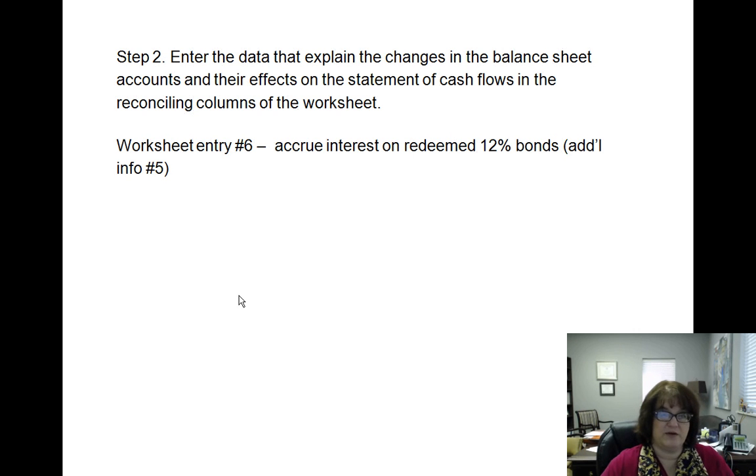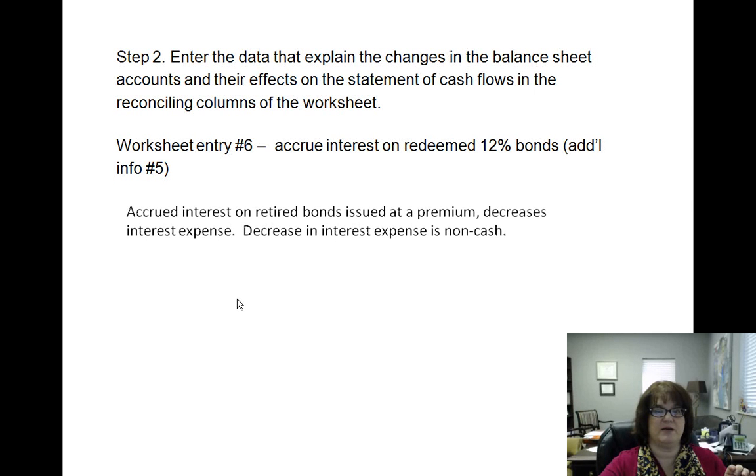Okay, so we've got a few things we've got to do here. The first thing is that you've got to deal with the fact that there was an accrual of interest for that 3-month period. That accrued interest on the retired bonds that were issued at a premium decreases interest expense, and that decrease in interest expense is non-cash. In other words, what we recognize as interest expense is less than what we paid in interest, and that difference is really not cash. It's an accrual basis method of accounting for our bond, but it has nothing to do with cash flow. So we need to start by figuring out how much interest we accrued on those bonds, how much premium we amortized on those bonds for the 3 months from January 1 to March 31st.